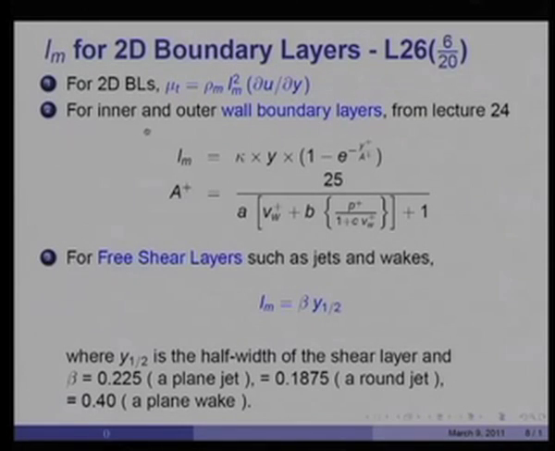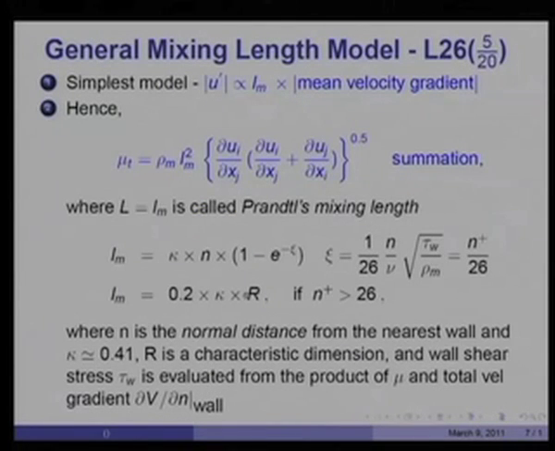Now, for inner and outer layer boundary layers from lecture 24, we say L m is equal to kappa y times 1 minus exponential of minus y plus by a plus, and a plus was given by this quantity, where a and b were sensitized to the value of the suction or blowing parameter or the pressure gradient parameter p plus. And of course, when y plus exceeds a plus, it would simply be equal to what we have shown here, 0.2 times kappa times the length dimension of the flow.